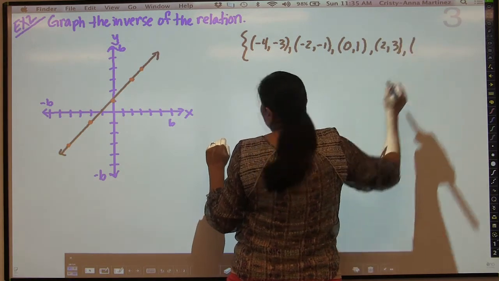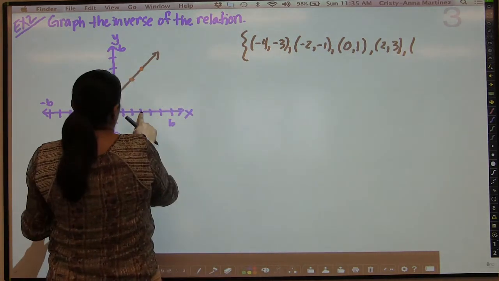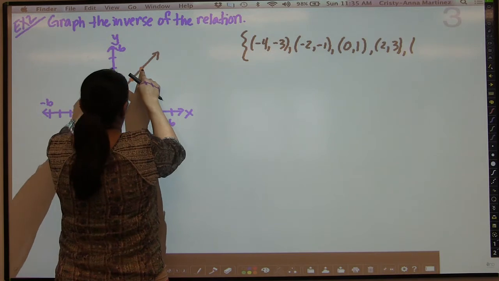And lastly, we have 1, 2, 3, and 1, 2, 3, 4. So 3, 4.